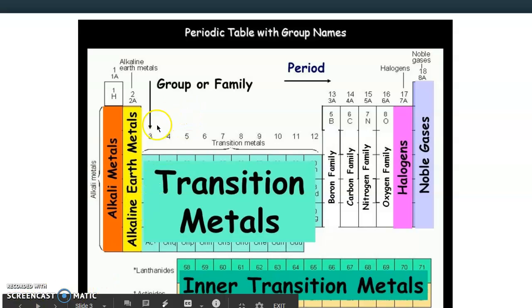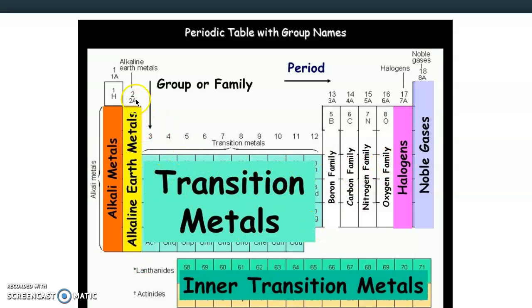So we have 6 major groups. Our first group is our alkali metals here on the far left. That is group 1. It can be numbered 1 or 1A. I'll explain those in a second. Then we have our alkaline earth metals, which is our second group.